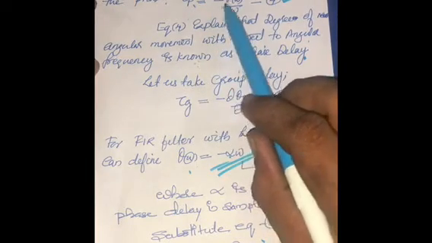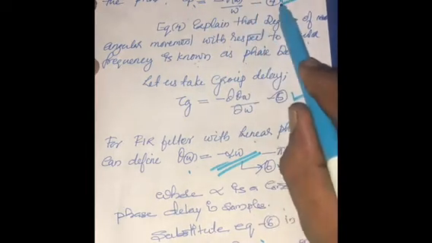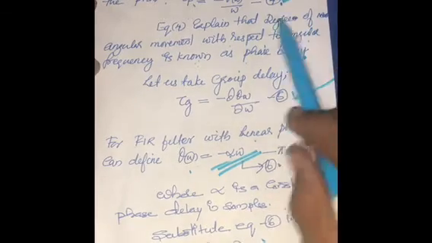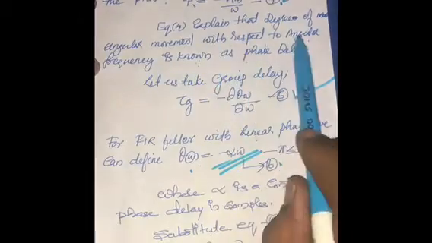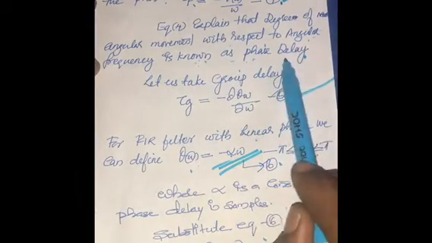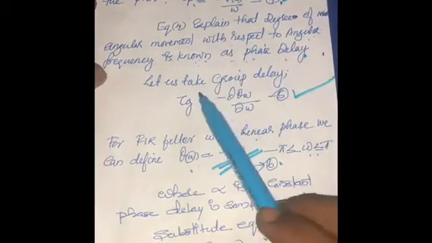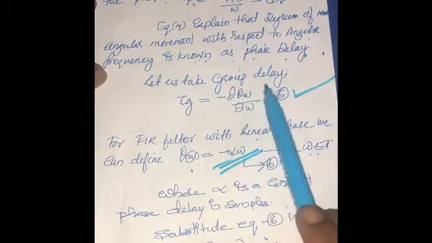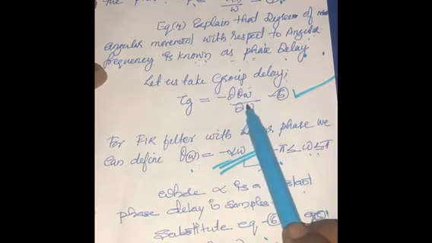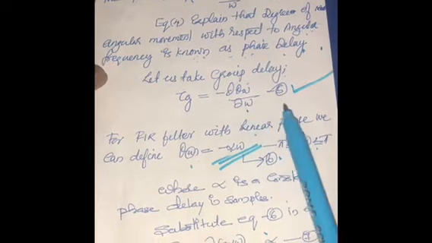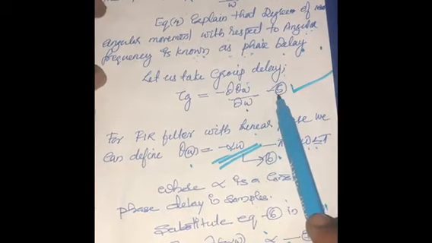It is expressed as minus theta omega by omega. That is equation number 4. That equation number 4 explains that the degree of angular movement with respect to angular frequency is known as phase delay. Let us take group delay tau g is equal to minus dou theta omega divided by dou omega. That is equation number 5.